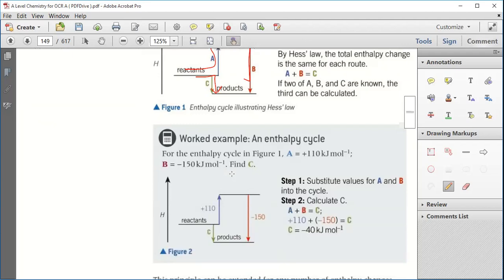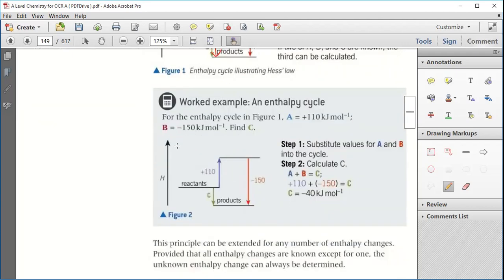Now see this example. For example, in the enthalpy cycle, A is 110 kilojoule per mole, B is minus 150 kilojoule per mole. Find out C. A plus B is equal to C. A is given, B is given. So plus 110 minus 150, you will get minus 40 kilojoule per mole. So C will be minus 40 kilojoule per mole.